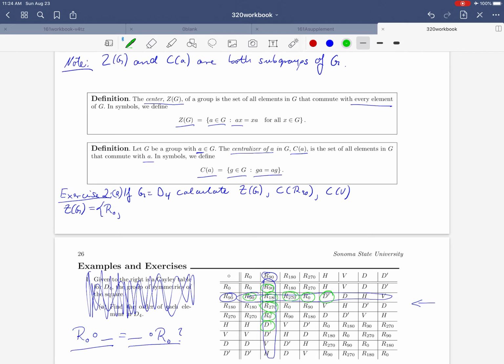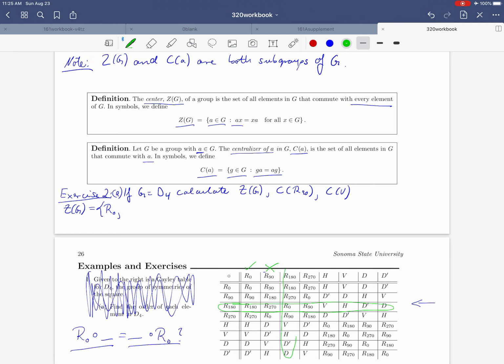So we found something that doesn't commute with R90, so R90 is not in the center. So R0 was, R90 is not. Okay, next one, we can go through and see what is happening with R180. Okay, what about R180?